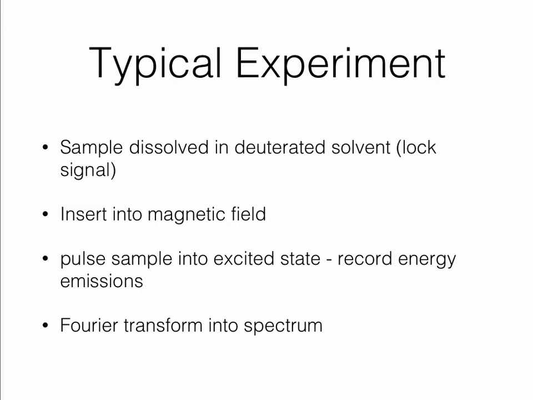and then you pulse that sample into its excited state and record the energy emissions. You do that for as many pulses as you need to accumulate a good signal, and then take a Fourier transform of those accumulated spectra, and that gives you the actual spectrum that you can interpret in the ones that we'll be looking at later.